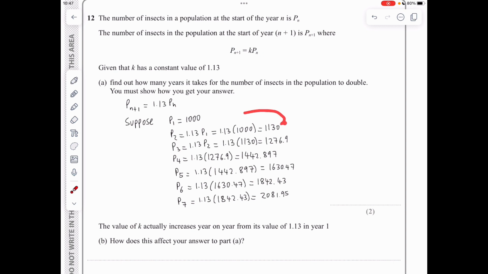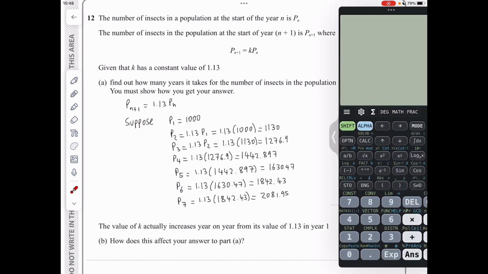It's 1, 2, 3, 4, 5. It's a total of 6 years for the population to double. Obviously, irrespective of the initial population you have picked, you will still be finding that you need 6 years for the population to double.